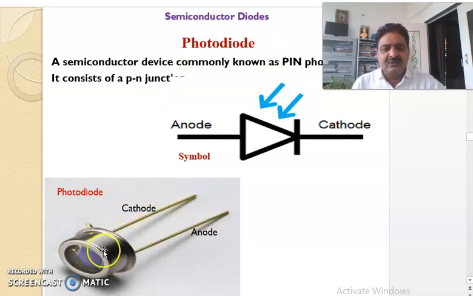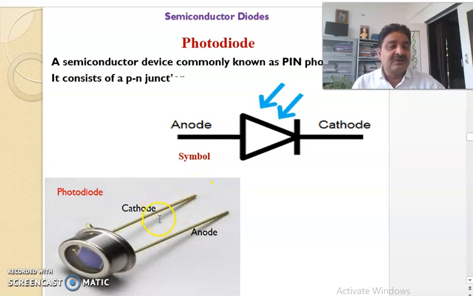Practically we see photodiode is like this. Again there is a question of how to identify anode and cathode. It is written cathode, it is written anode, but this is not sufficient. One has to see this notch carefully. The electrode which is near to the notch is said to be cathode, and the other one is anode. Otherwise, the longer one is anode and the short one is cathode.